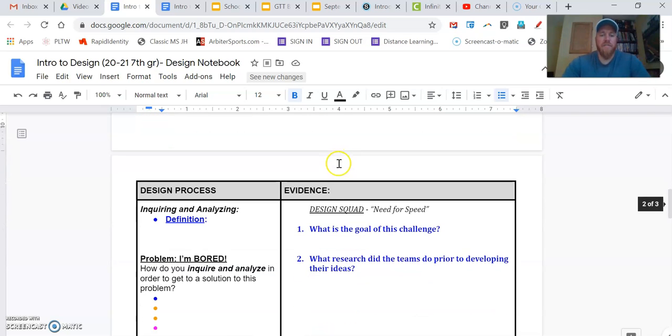When you are watching the video, you're going to answer these questions over here in the right-hand column of our design process chart. We're going to fill in evidence for how the Design Squad used the design process. For inquiring and analyzing, first question: what's the goal of this challenge? Second question: what research did the teams do prior to developing their ideas?